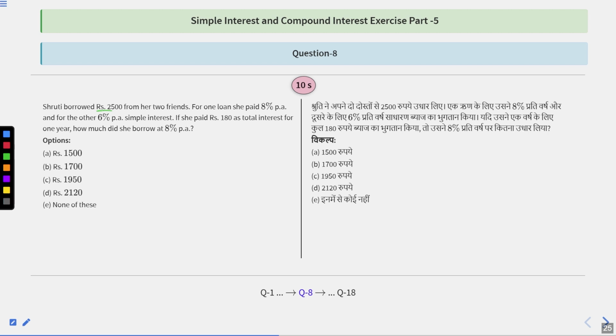Shruti borrowed rupees 2,500 from her two friends. For one loan she paid 8% per annum, and for the other 6% per annum simple interest. If she paid rupees 180 as total interest for 1 year, how much did she borrow at 8% per annum? You have 5 options and 10 seconds to analyze the question. Your time starts now.